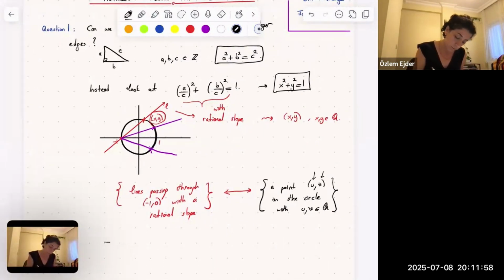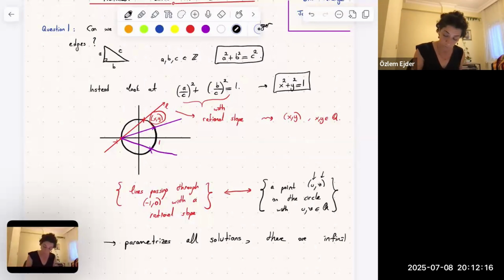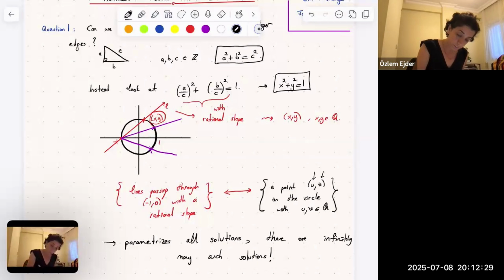In particular, this gives you a parametrization, and there are infinitely many. For each slope in Q, you're going to get a different solution. Okay, so let's try this idea on a different question.